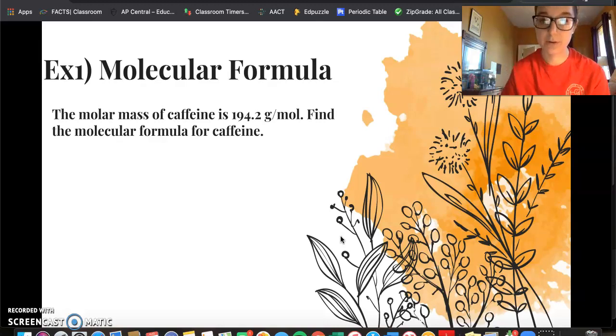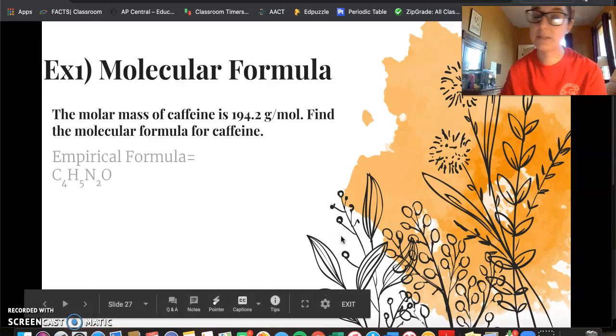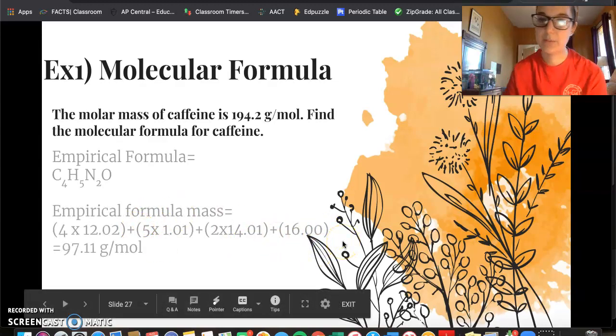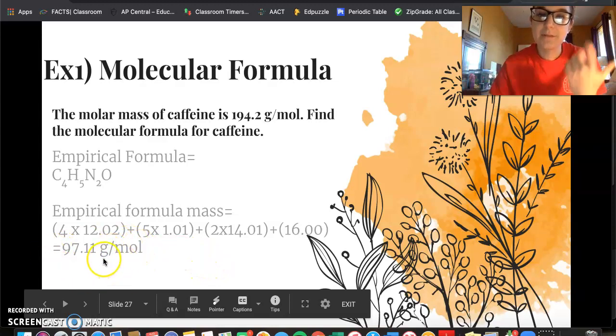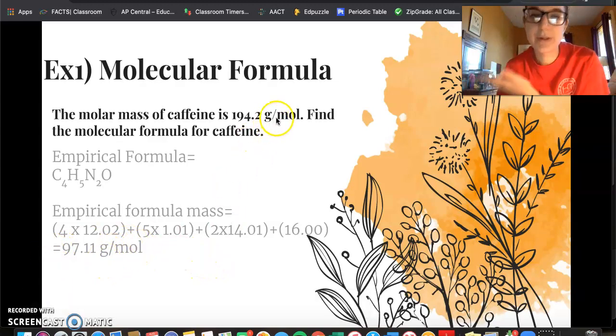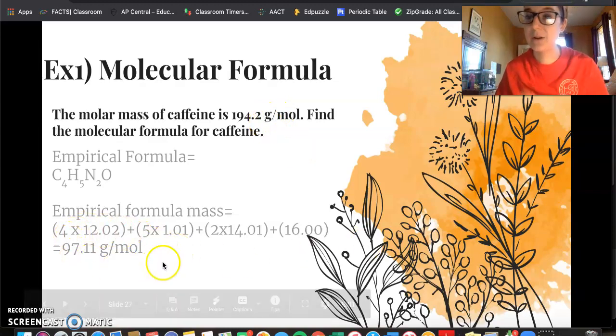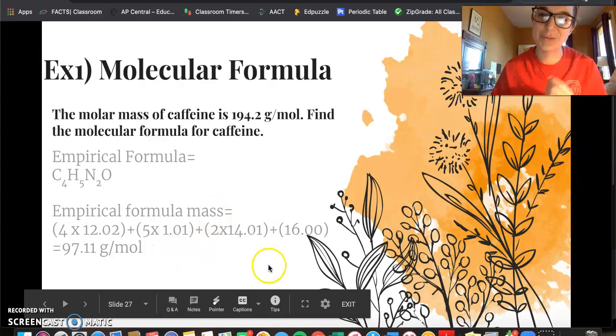So we just found the empirical formula to be C4H5N2O. Now we're going to find the molar mass of C4H5N2O. And that is this math here, which is 97.11 grams per mole. Now basically we're finding how many of these units fit into the actual molecule of caffeine. So this is the smallest whole number ratio. We want to know how many of those ratios go into the actual compound.